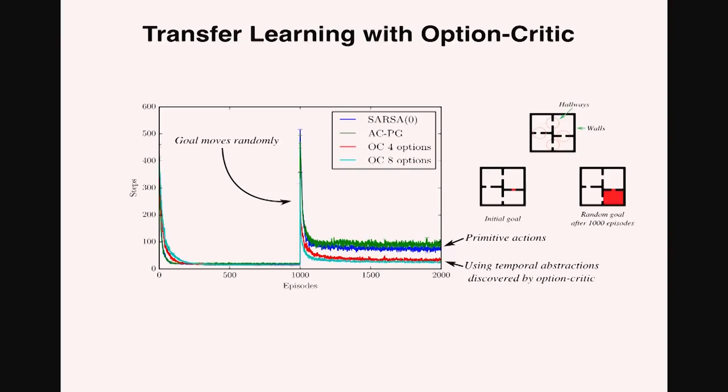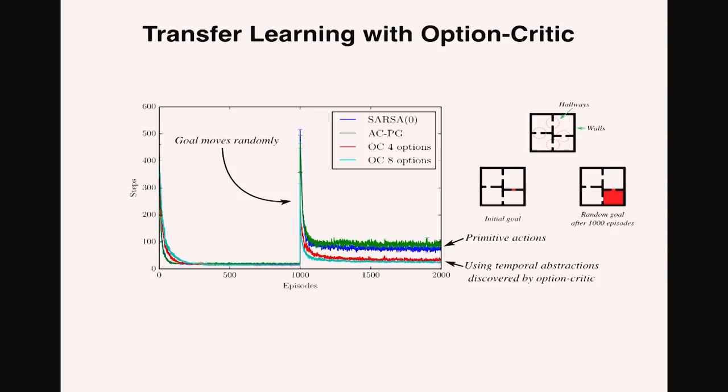This is a task in which we are looking at whether the learned options actually can transfer from one environment to the next. So in this case, we had a navigation task. We had agents learn how to go around the rooms environment. And at some point, the goal moves randomly. And of course, all agents are now lost. They go to the former goal. The goal is no longer there. And we're looking at how quickly they can recover.